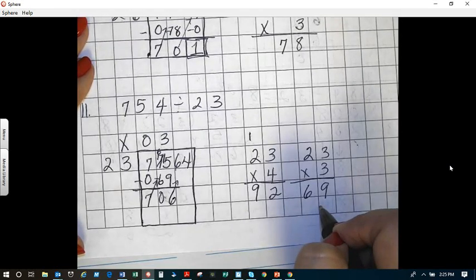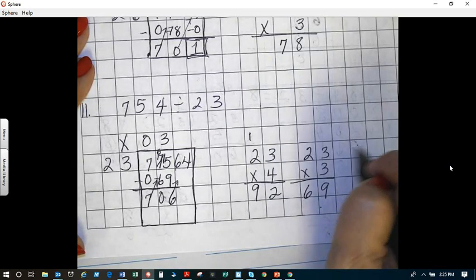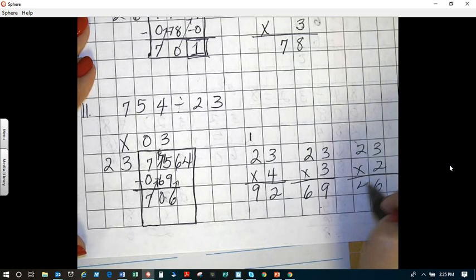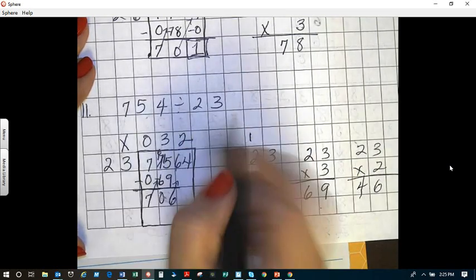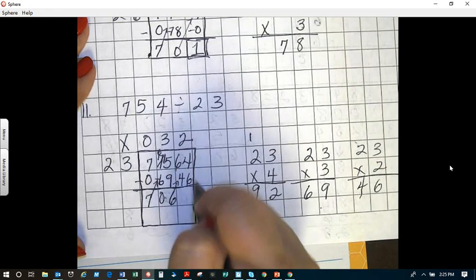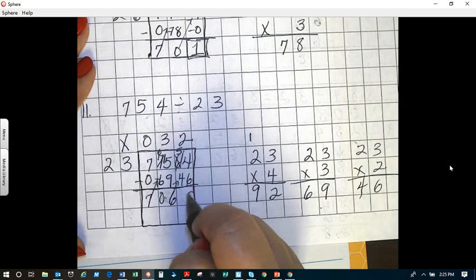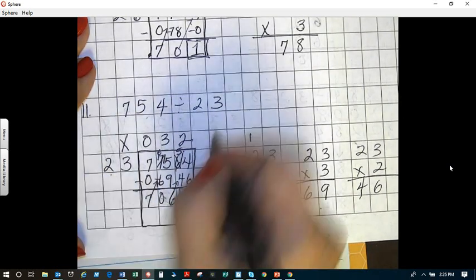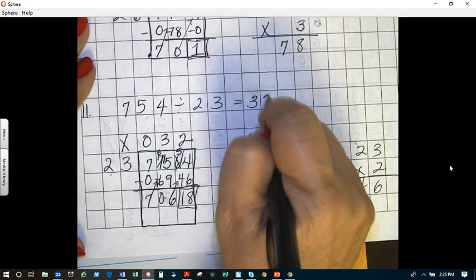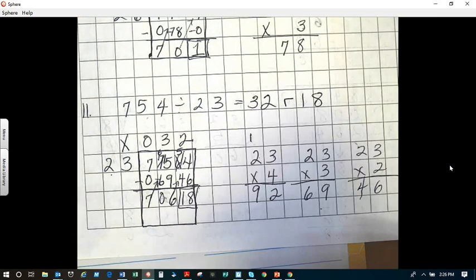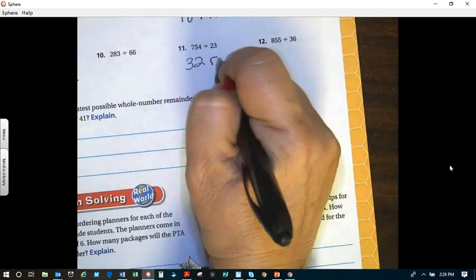That's a little too big. So what is 23 times 2? Oh, good job. I'm glad you're all starting to do that mental math. So you have 46. Subtract that out. This gives me 5. So 14 minus 6 equals 8. 5 minus 4 is 1. 18 is less than 23. So my answer is 32 with a remainder of 18. Okay? And I'm going to write my answer over here. It's 32 with a remainder of 18. Okay.